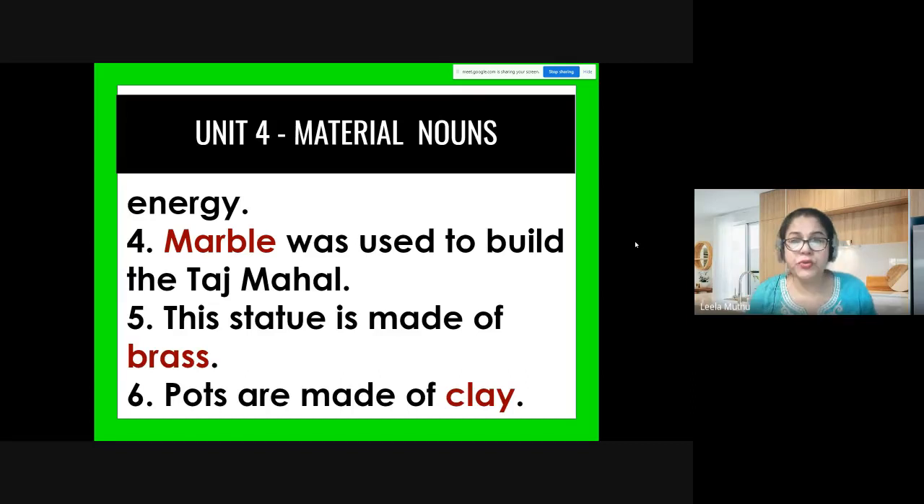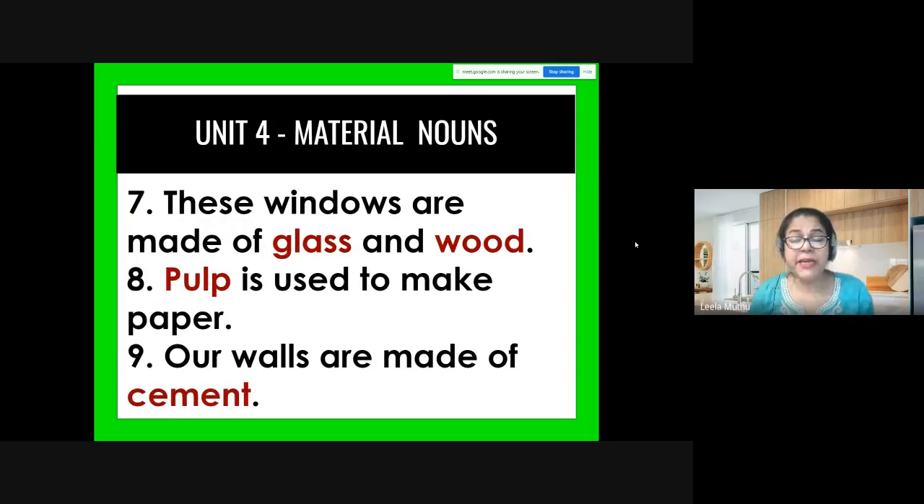This statue is made of brass, obviously a material noun. Pots are made of clay, obviously a material noun because the words "made of" come in the sentence. These windows are made of glass and wood, two material nouns, and the words "made of" are in the sentence. Pulp is used to make paper. Already in the sentence, it's telling you that it's a material noun because it is used to make paper. Pulp, material. Even paper is a material noun. Our walls are made of cement. Cement is the material noun in this sentence.